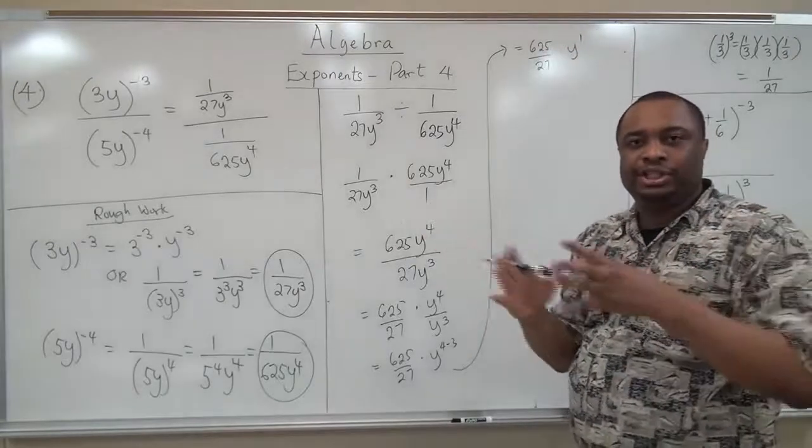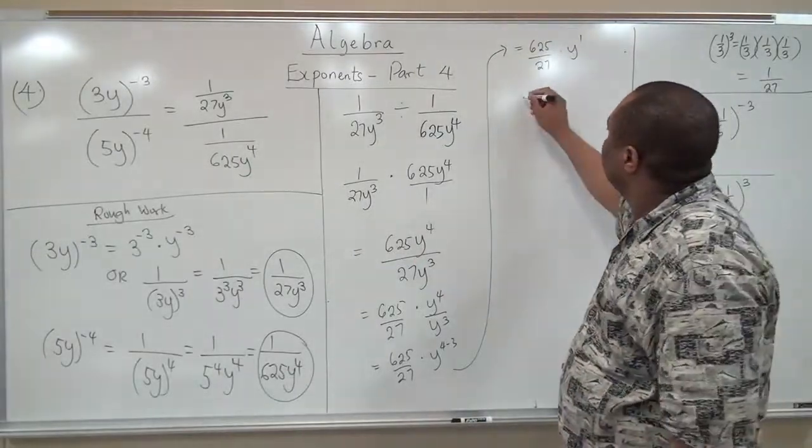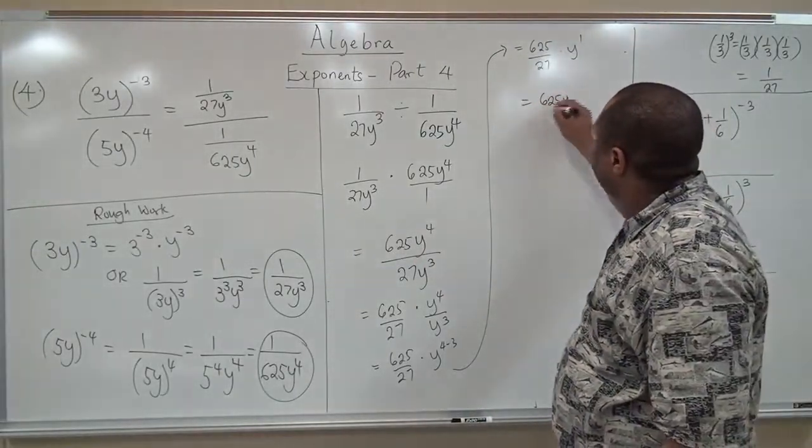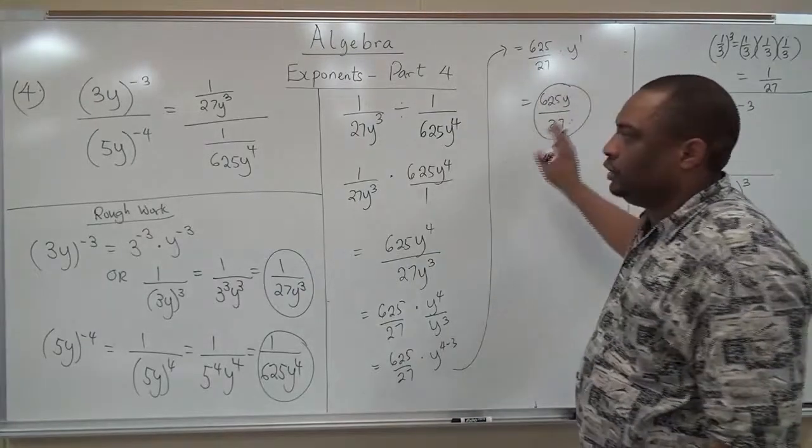And then you can now associate. So this becomes 625y over 27. And this becomes your answer.